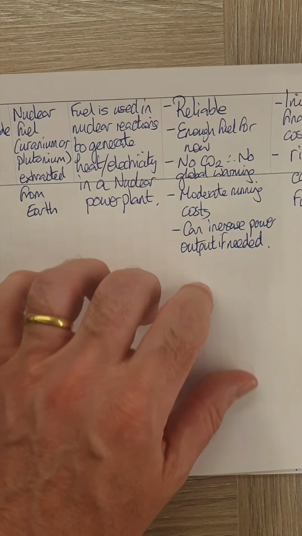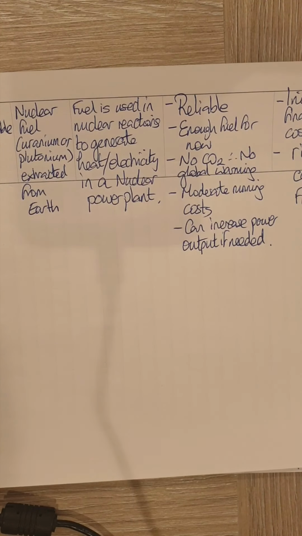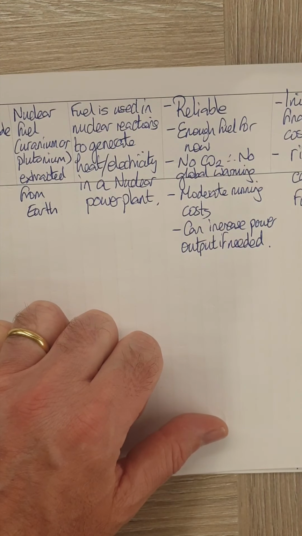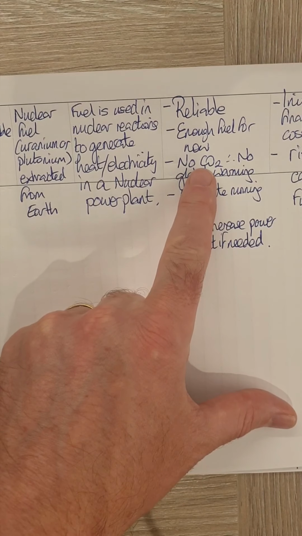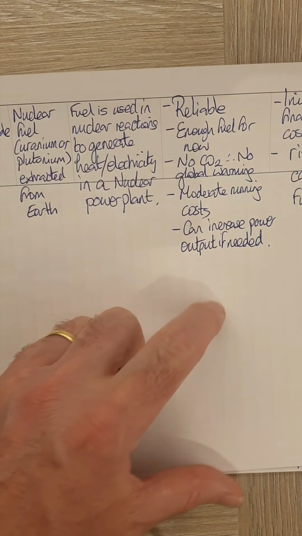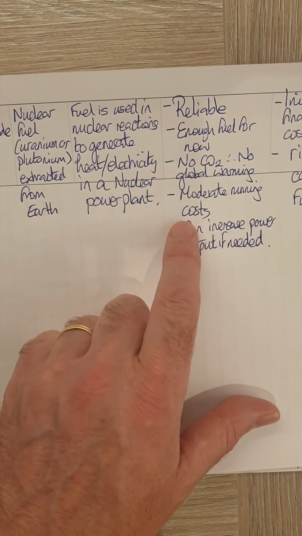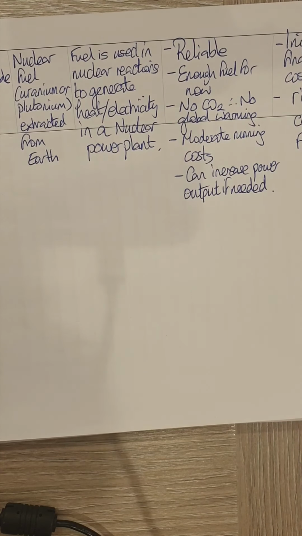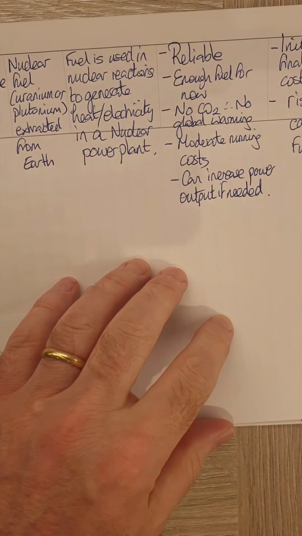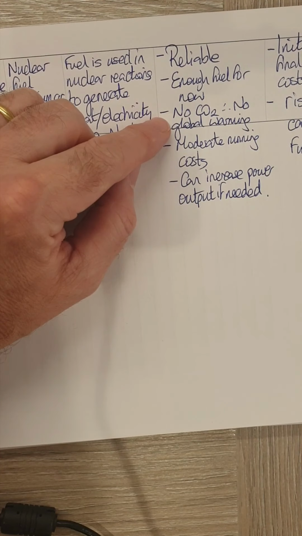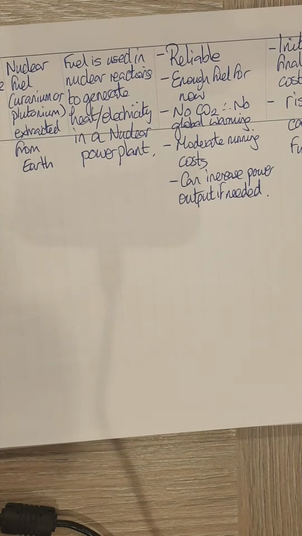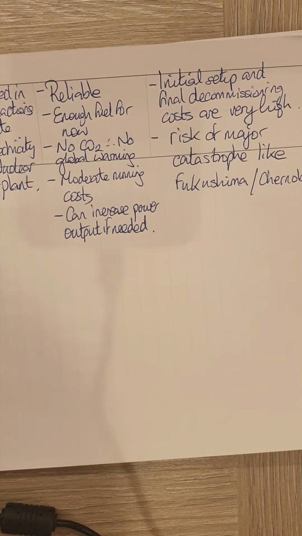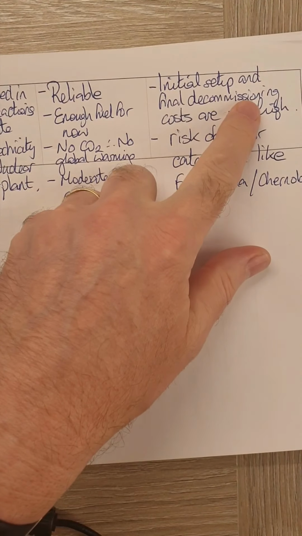The advantage of nuclear is it's very reliable, like fossil fuel. There's enough of the fuel for us to meet our demands for now. So it's very similar to using fossil fuels, but the big advantage of nuclear is that it does not release CO2, so it does not cause global warming. There's moderate running costs, and if we need to increase the power output, we can. We just need to increase the rate of the nuclear reaction. So it has the same advantages as fossil fuel, but it has an additional advantage in that it does not contribute to global warming.